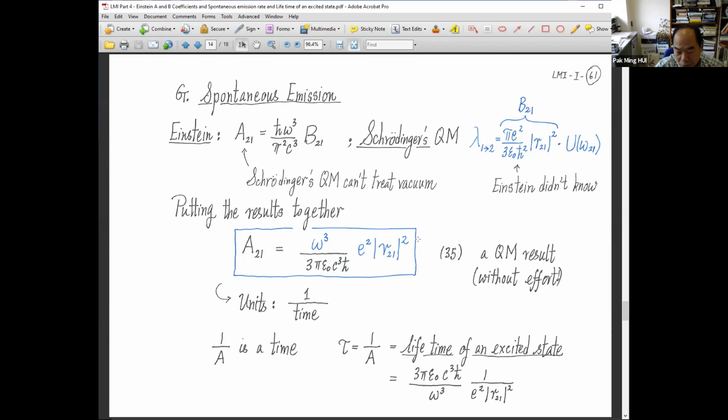That's it. It does not have a U that goes into the lambda, all right? So it has an omega cube factor. This is dimensional dependence, 3D system. Again, it depends on this matrix element that we discussed about the selection rule. I already mentioned that 1/A is a time. It is the lifetime of an excited state. It is related to it.